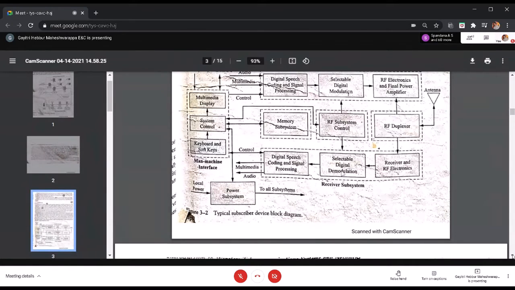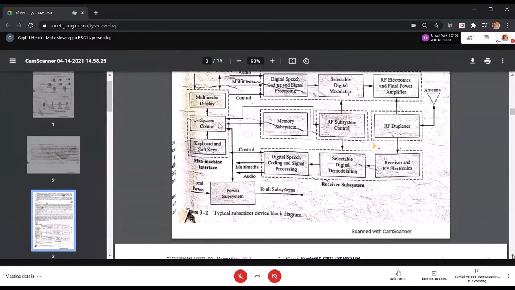Selectable digital demodulation signal, that is at the receiver. Then we do decoding, digital speech decoding and signal processing. Finally, that digital signal has to be converted into an analog signal using a speaker, right? So that we get the multimedia display. So this is the receiver section.